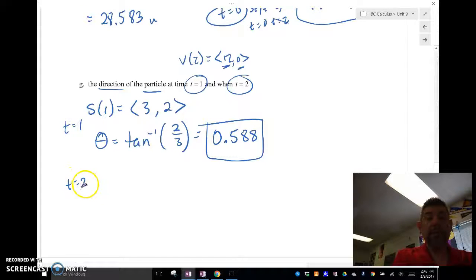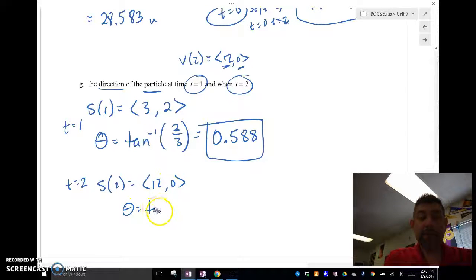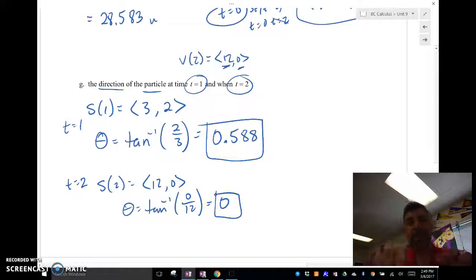What about when t equals 2? Well, s of 2 is going to be 12, comma 0, and we figured that out earlier. So the theta is the inverse tangent of y over x, which is the inverse tangent of 0, and the inverse tangent of 0 is just 0. So 0 radians. And that makes sense because 12, 0 is on the x-axis, and that angle is 0.